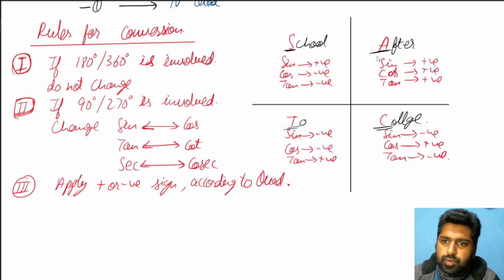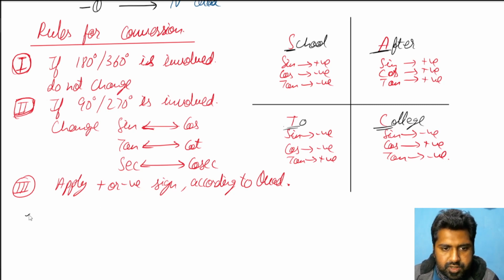Remember this in terms of quadrant: first, second, third, fourth. After School To College. All positive. Sine is positive, means rest everything is negative. T means tan is positive, rest everything is negative. College. C means cos is positive, rest everything is negative. After School To College.